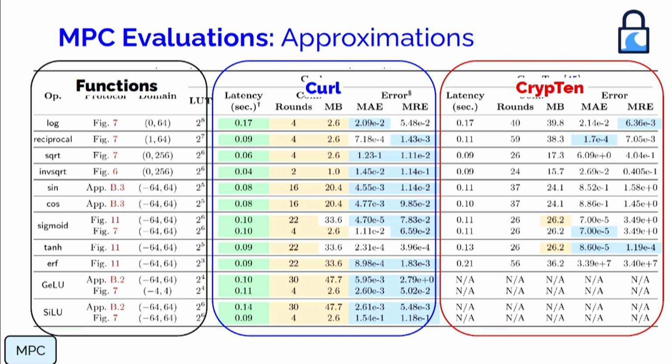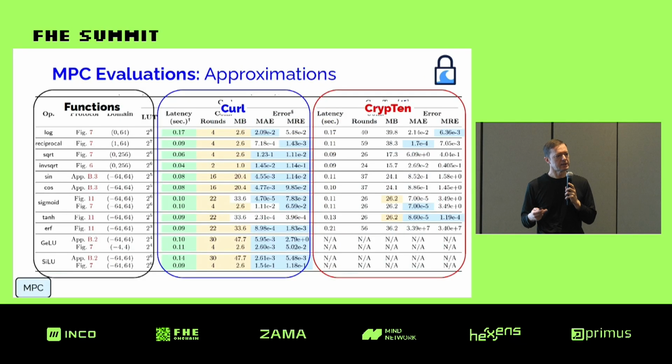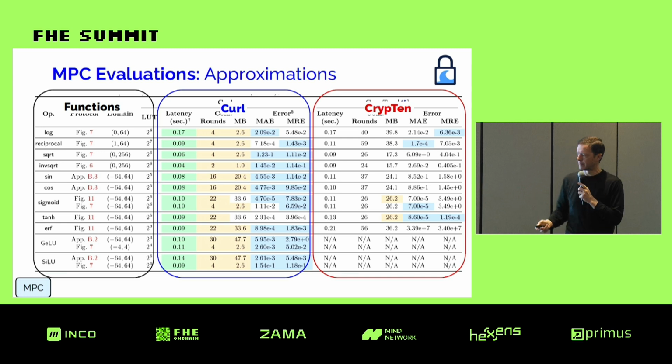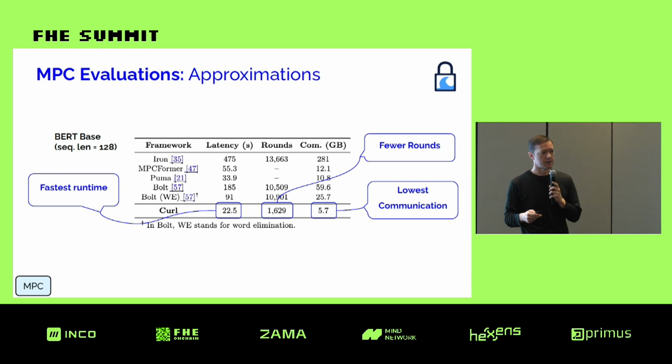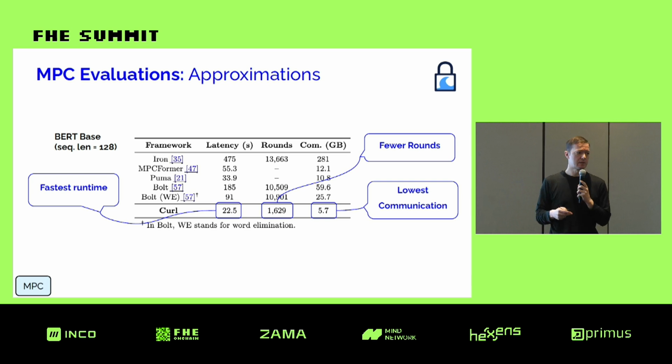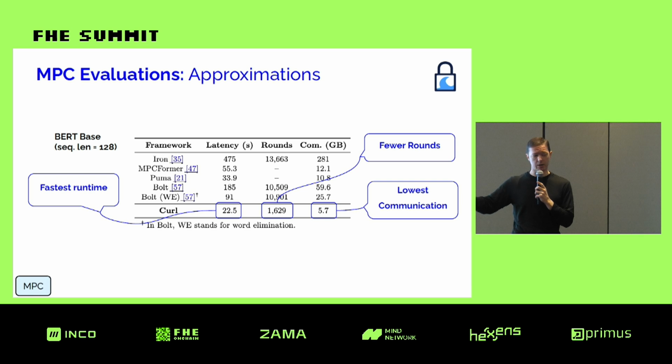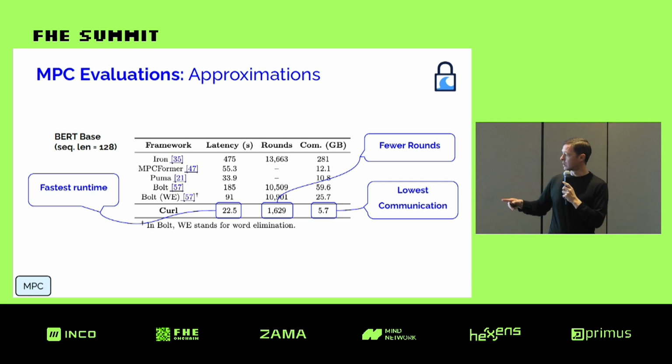And for the ones where you don't have a better result, I'm pretty sure that you can find a wavelet technique or a wavelet family that will give you the best for that particular type of function. So also we ran LLMs on top of this for MPC. So for example, BERT-base, which is hundreds of millions of parameters. You can see here that it has the fastest runtime compared to state-of-the-art solutions, as well as fewer rounds, as well as the lowest communication. And actually, on average, the improvement is 10 times. So it's a significant improvement.